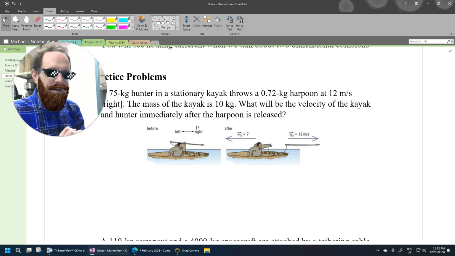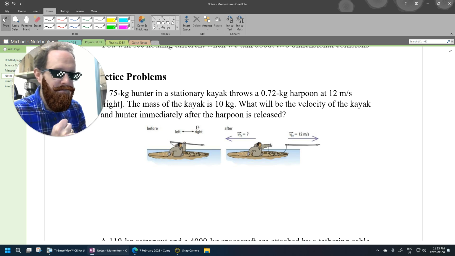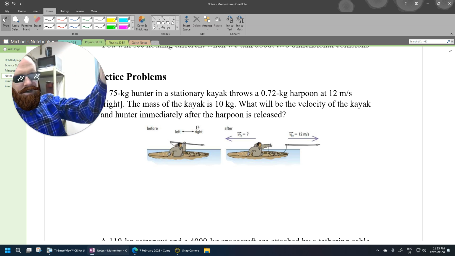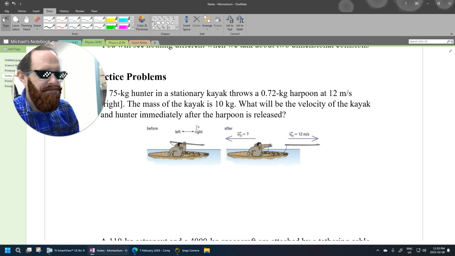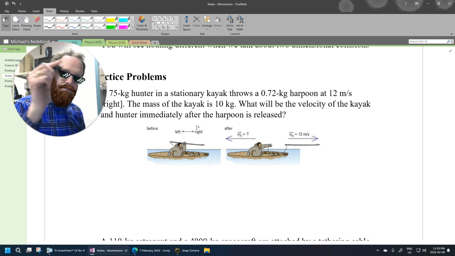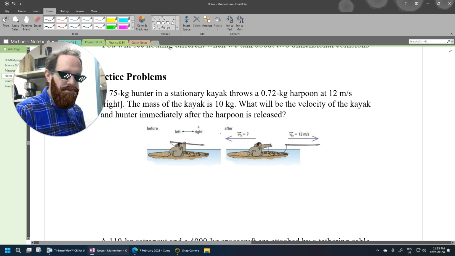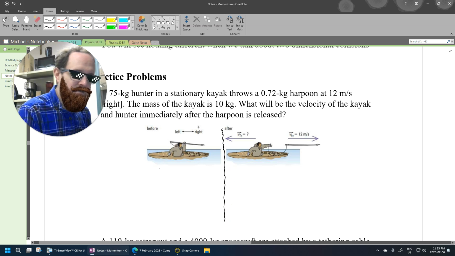He's got the hunter, the 75 kilogram hunter, in this 10 kilogram kayak. They're attached together, so we're going to have to treat them together. He's going to shoot this harpoon off in one direction. What will the velocity of the kayak and hunter be immediately after it's released? So, before and after. I'm just going to split this down the middle, with the before on the left side and the after on the right side.